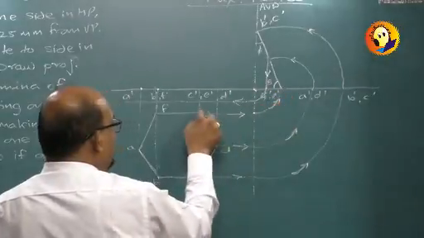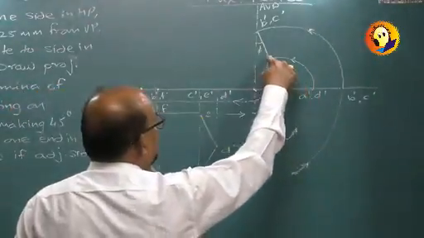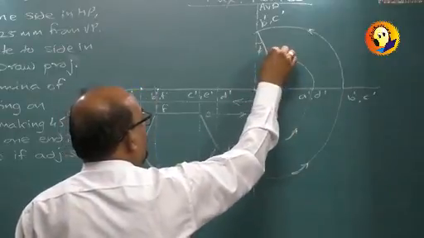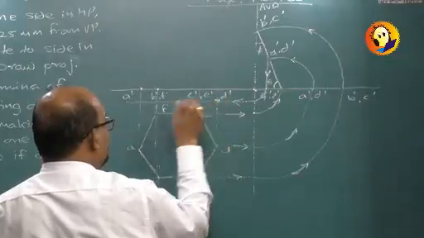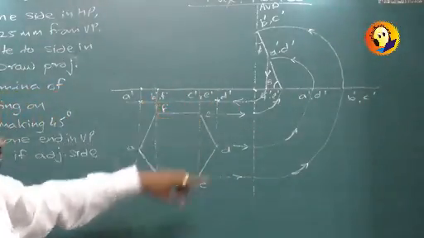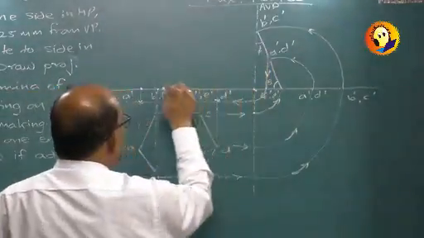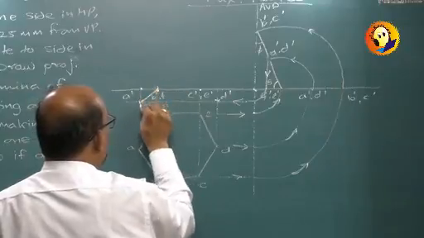Now F dash, E dash will maintain their position FE. A dash, D dash have moved here. They will now occupy positions like these, because it is movement parallel to XY, and B dash, E dash will now go here, and I can complete the plan.